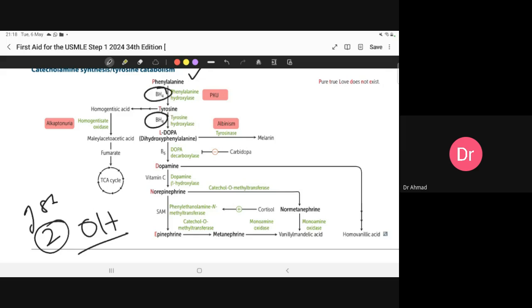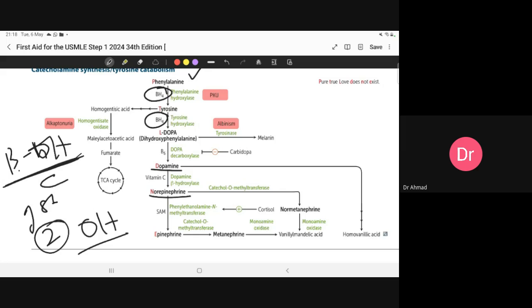This is very important. When we convert dopamine into norepinephrine, we again use a hydroxylase, but that is beta hydroxylase. Whenever we use beta hydroxylase, we use vitamin C. So you can remember B comes after C. Dopamine beta hydroxylase utilizes vitamin C and converts dopamine into norepinephrine.